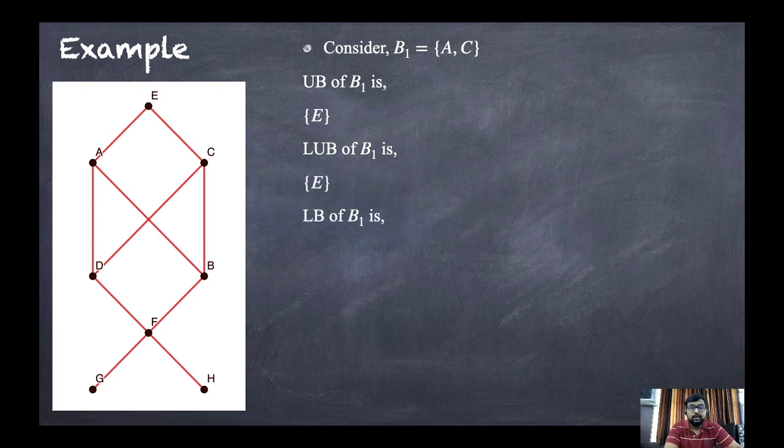Now the lower bound. This will be a bit tricky. What will be the lower bound of B1, that means A and C? So first, what are the lower points? They are G, F, D, B, and H. Now, is D a lower bound? We can go from D to A, D to C. Yes. Is B a lower bound? You can go from B to A, B to C. Same for F to A, F to C, G to A, G to C, and H to A, H to C. So all will be the lower bounds: D, B, F, G, and H.